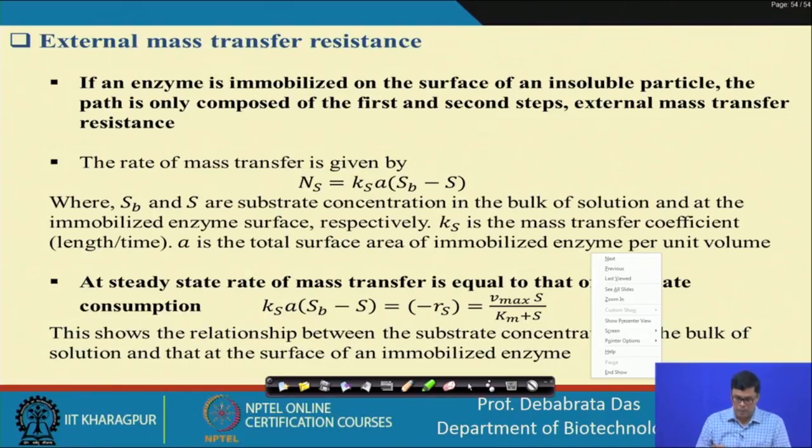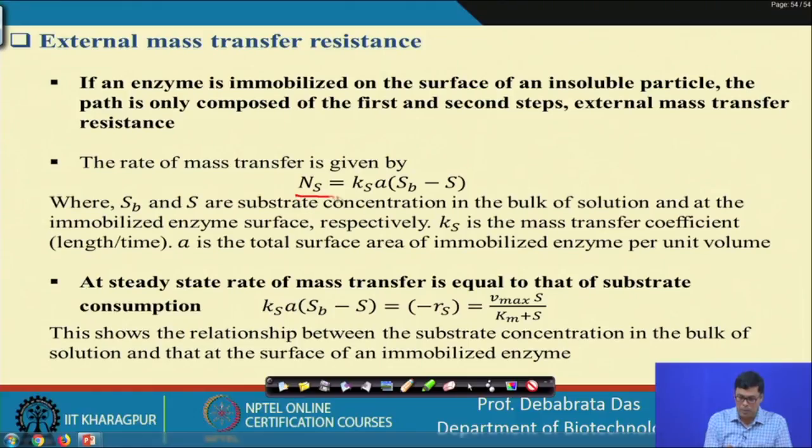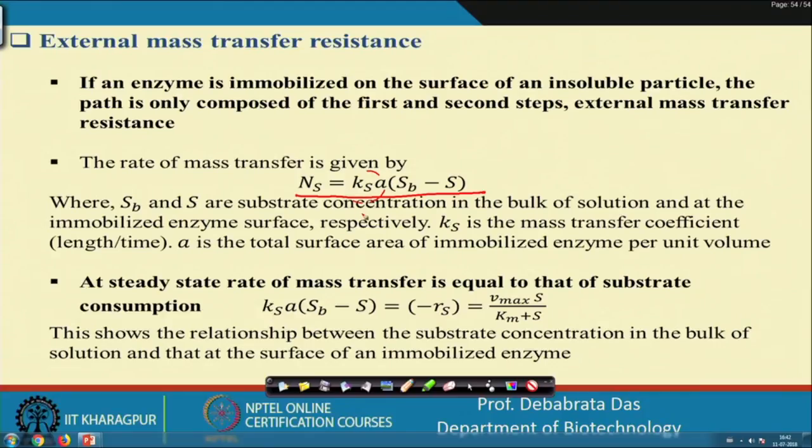problem can be explained. Now here you see that the rate of mass transfer can be expressed by Ns equal to Ks A into (Sb minus S). So what does it mean? Ks A is considered the volumetric mass transfer coefficient. Sb is the concentration of substrate in the bulk, and S is the concentration at the surface of the solid matrix. So Sb minus S is considered the driving force. So this is the rate of mass transfer, and this is the rate of reaction. So this is equal to this.